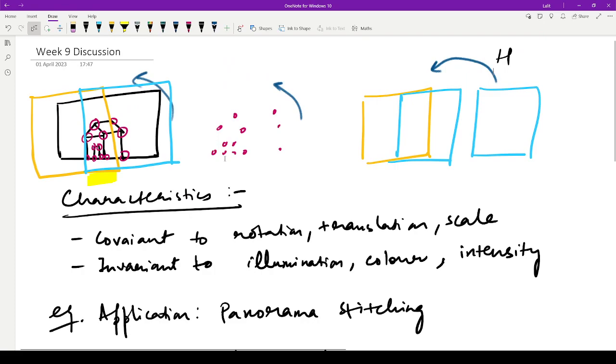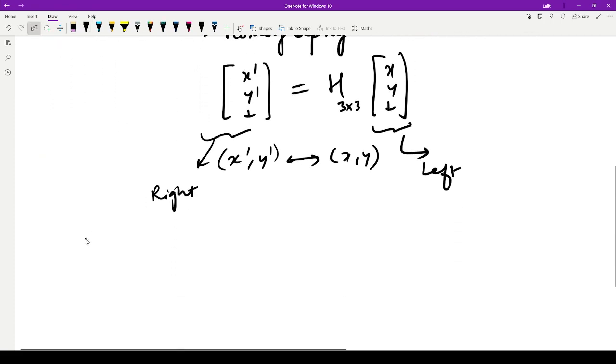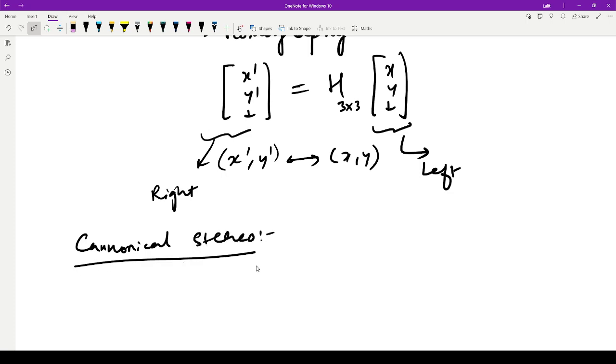So if someone remembers the stereo camera setup, do you need to do all these things? Interest points. You need to get interest points and then get the disparity. Is it required? So what happens in canonical stereo?